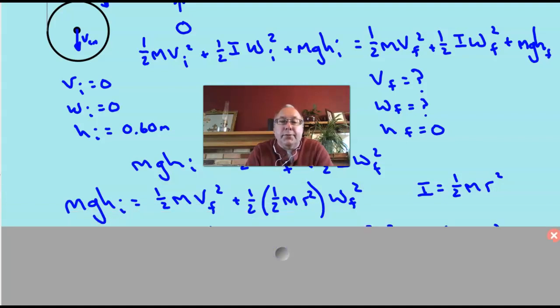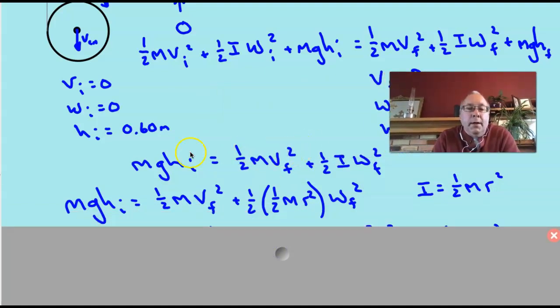So this is kind of a nice review, actually, at this point. The one thing we'll have to realize is that this part, mgh equals 1/2 mv squared, is the same. So here's our new bit that we have to take into account: 1/2 I omega squared.